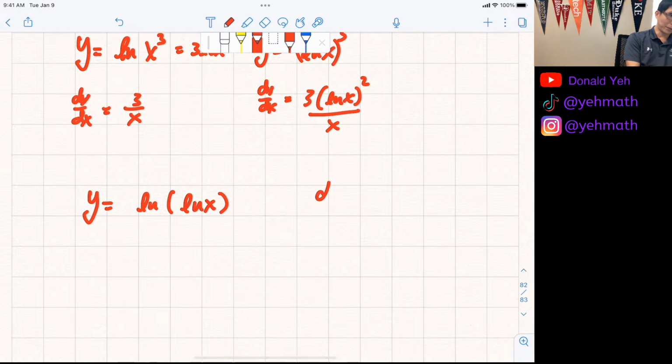I'll give you a reminder. If you take a derivative of natural log of u, it is equal to u prime over u.